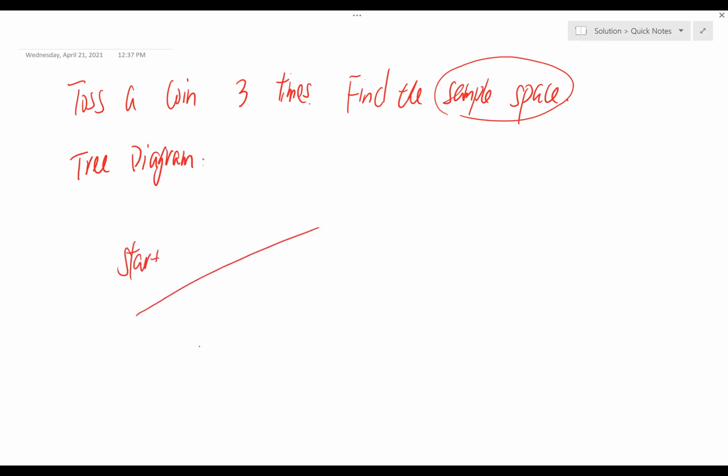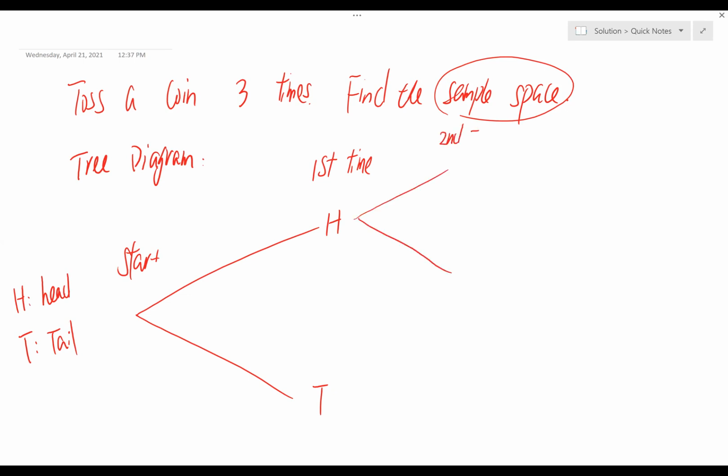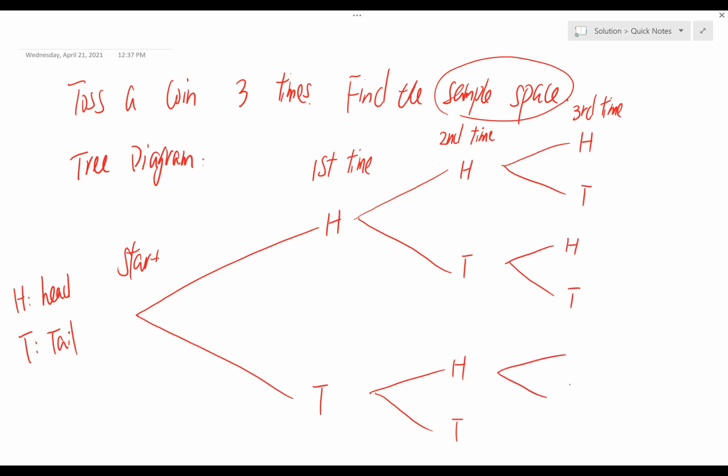If you look at the first toss, remember we have 2 outcomes, either a head or tail. H represents head, T represents tail. 2 outcomes, right? And flip it a second time. Still, we only have 2 outcomes, either head or tail. Now you flip it a third time. Still, outcomes are constant. You have to get either a head or tail, nothing else. Head or tail.